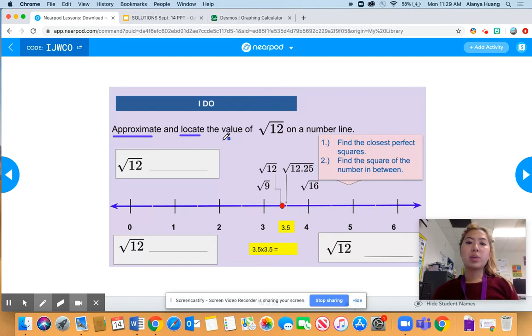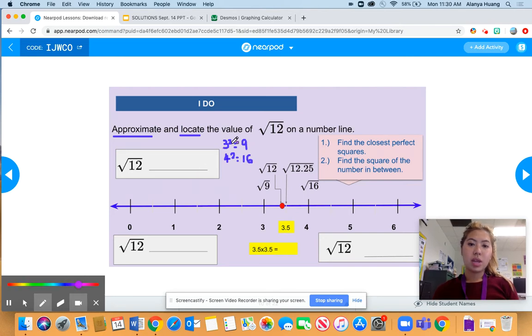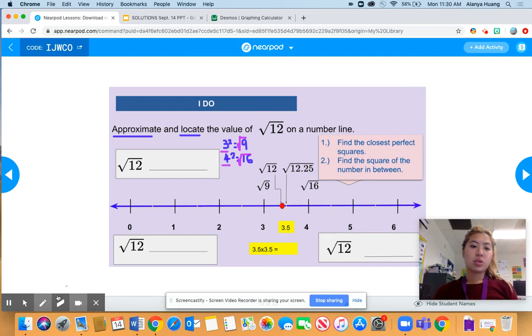So thinking about the perfect squares, 3 to the power of 2, or 3 squared, is 9. 4 squared is 16. If we did square root of 9, we would get 3. If we did square root of 16, we'd get 4. So that means that the square root of 12 is in between 3 and 4.